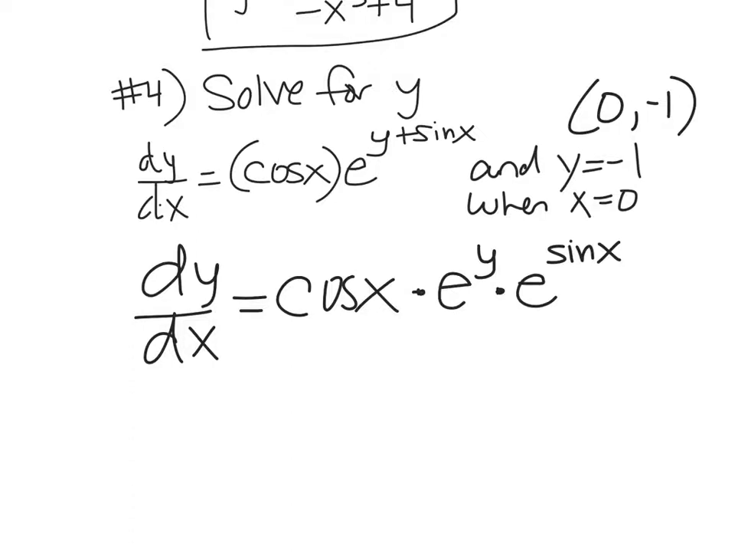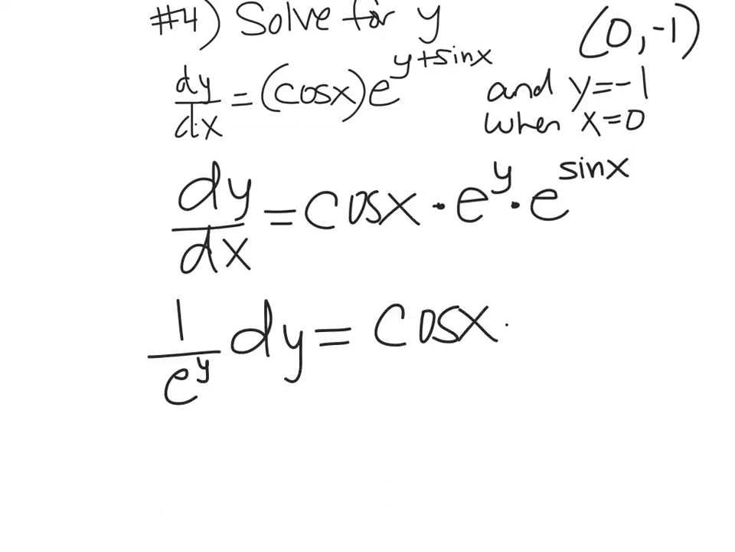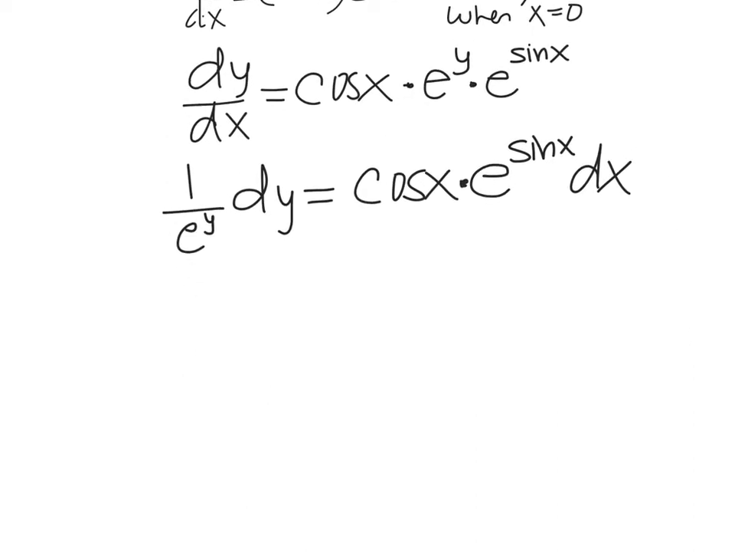Okay, so now you can see I have 3 functions here. I'm going to keep my x's all together and the y's go to the other side. I'm going to divide and I get 1 over e to the y dy equals cosine x times e to the sine x dx. You're not going to need natural log in this one at all. Oh, you wanted to take the natural log of both sides? That'd be fun. No.